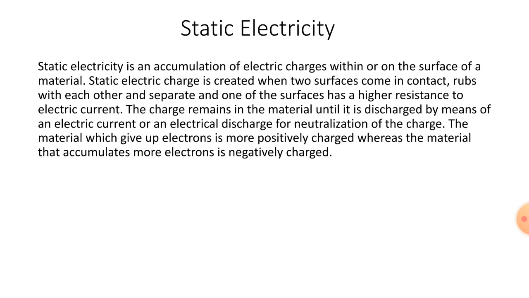Static electricity. Static electricity is an accumulation of electric charges within or on the surface of a material. Static electric charge is created when two surfaces come in contact, rub with each other and separate, and one of the surfaces has a higher resistance to electric current. The charge remains in the material until it is discharged by means of an electric current or an electric discharge for neutralization of the charge. The material which gives up electrons is more positively charged, whereas the material that accumulates more electrons is negatively charged.